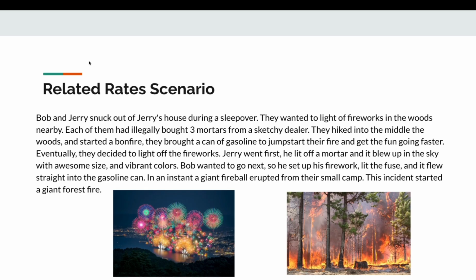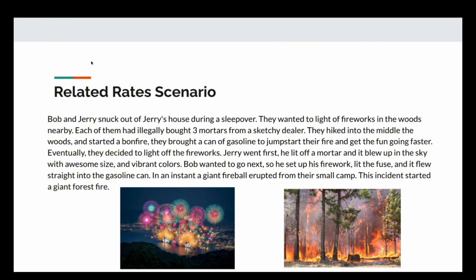I did a related rate scenario and I basically modeled how fast a forest fire spread after an accident in the woods. And then I used calculus to determine how fast the area of the burning forest was increasing. So Bob and Jerry snuck out of Jerry's house during a sleepover and they wanted to light off fireworks in the woods. They each bought 3 mortars from a sketchy dealer earlier that day.